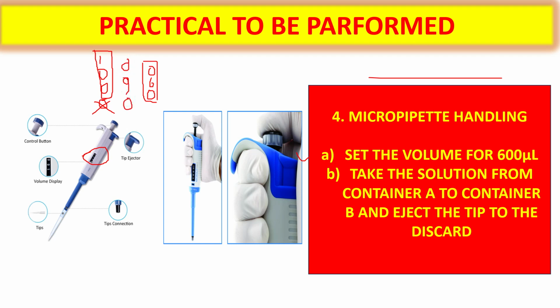And here you have been instructed to set 600 microliter, so you have to set 060. Okay, and after that you have to transfer 600 microliter from container A to container B, and then we have to eject through this ejector. Okay, so this type of practical we have to perform.